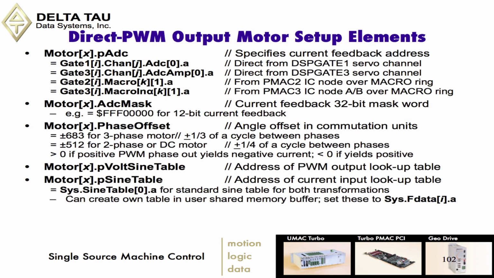So for typical direct PWM output in a motor, again, we have the motor PADC. This specifies the current feedback address. It's greater than 0 now. We've set it to the address of the current feedback devices. So a DSP1 gate, Gate 1, ADC 0. For Gate 3, it's ADC amp 0, because remember, Gate 3 has separate ADC registers for the amplifiers and for the analog encoders, or just analog inputs in general.